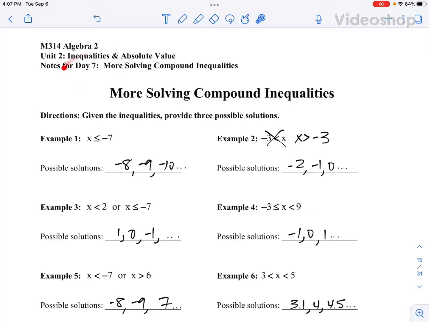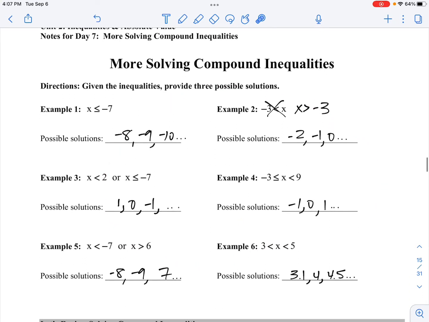We've got day 7 today, and I already did these problems. I just want to talk through them really quickly. It just says to provide 3 possible solutions. And so if you have x less than or equal to -7, that's any number that's less than or equal to -7. So -8, -9, -10, and counting down the number line on the negative side.